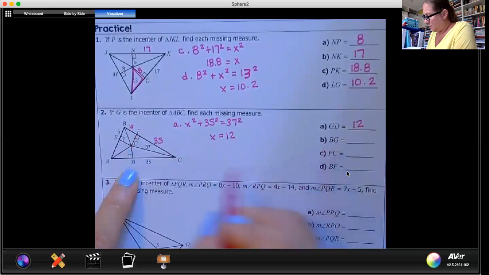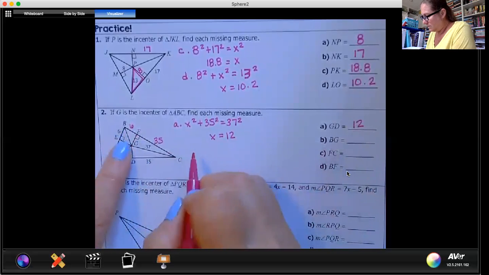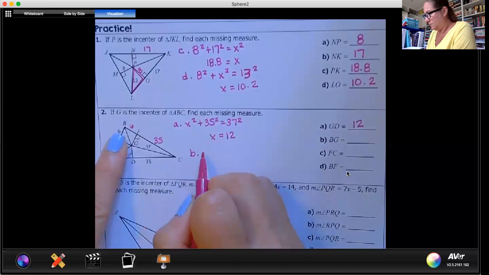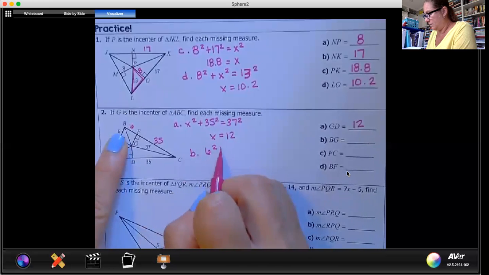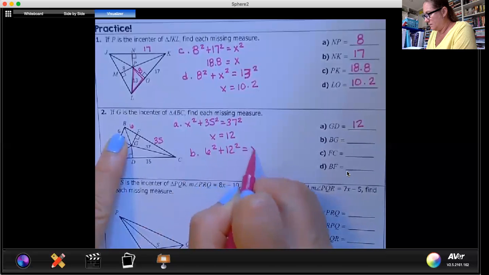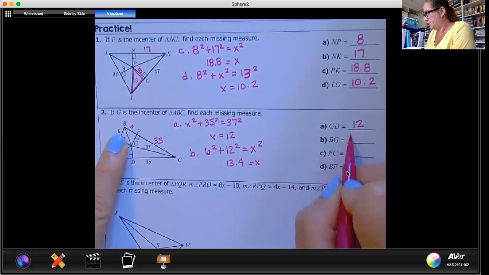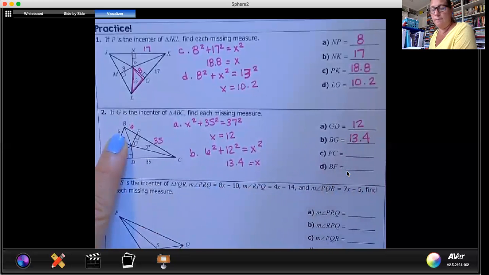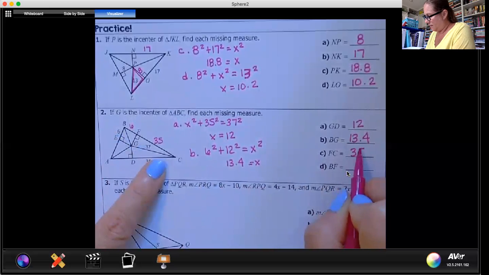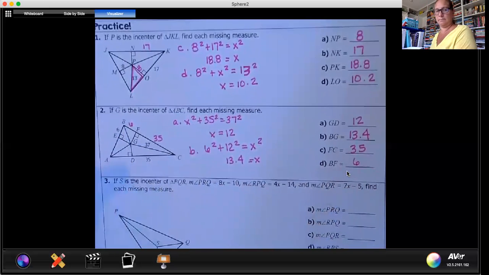To find BG, so we're going to have 6 squared plus 12 squared equals X squared, which is 13.4. Again, use your calculator to check the math. And then FC we found was 35, and BF we found was 6.